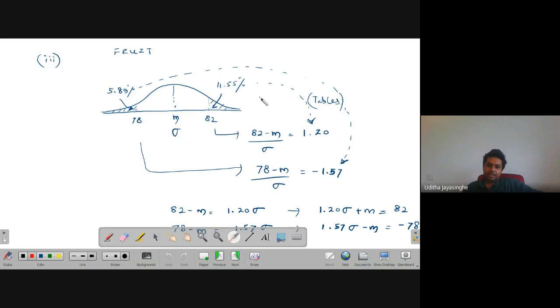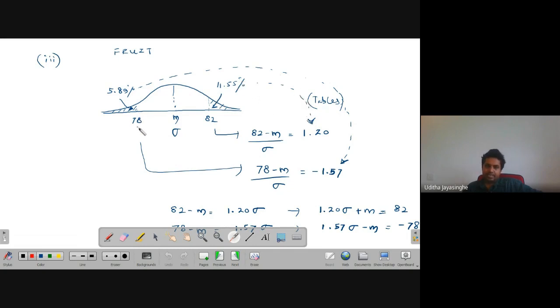I have just given the calibration points only. 82 minus M divided by rho should be equal to 1.2. Where is this 1.2 coming from? This is coming from this particular region from the tables.